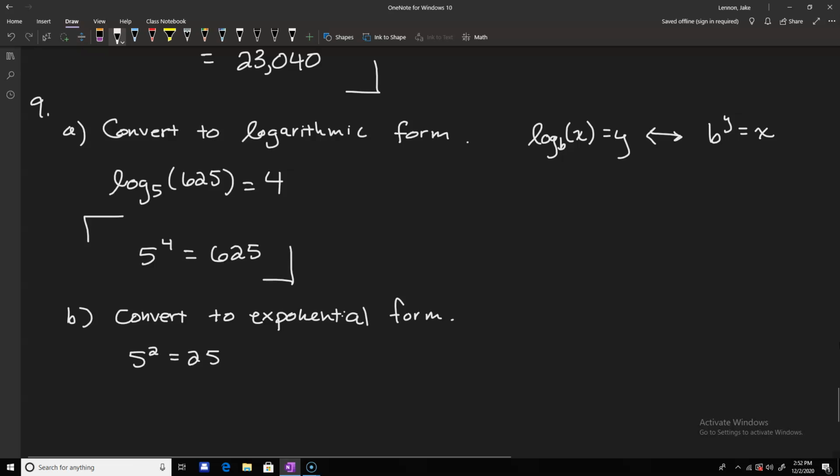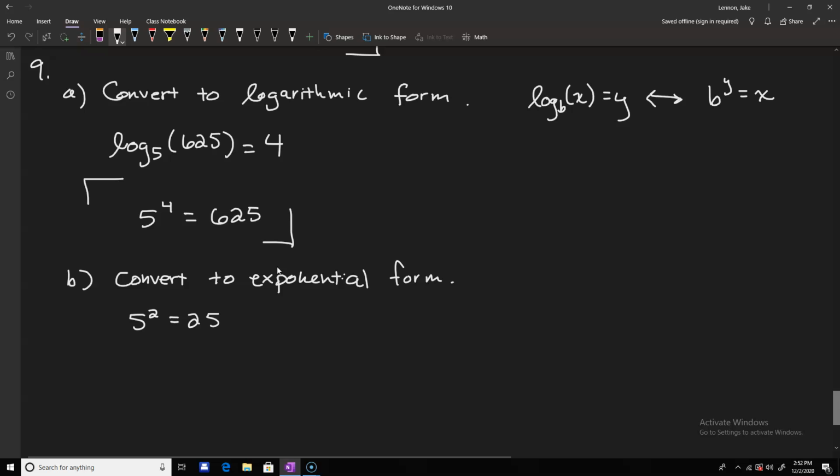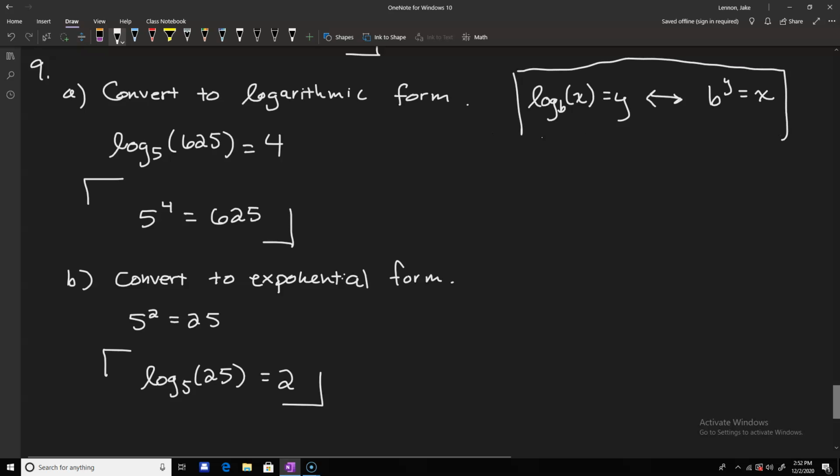And then on B, basically we're starting on the right-hand side of the double arrow statement. So we have 5 squared equals 25. So that's telling me b is 5, y is 2, and x is 25. So I could write that as the log base 5 of 25 is equal to 2. And that's all we have to do. We're just converting back and forth using the definition of the logarithm. So that's kind of what we're using up here. So this is the definition of the logarithm.